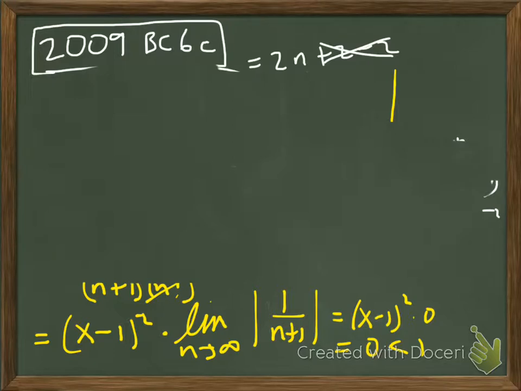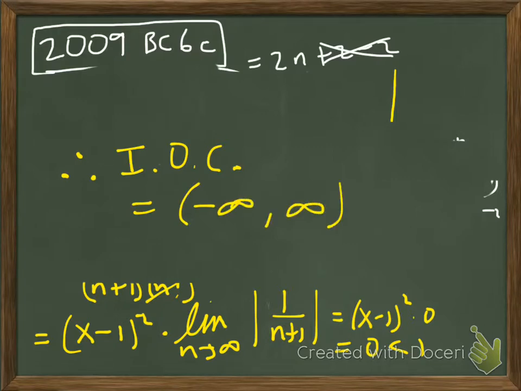And so we say, therefore, the interval of convergence, the IOC, is negative infinity to infinity. Because no matter what values we plug in for x, the series will always converge. The ratio test limit will always be less than 1. And there you go.